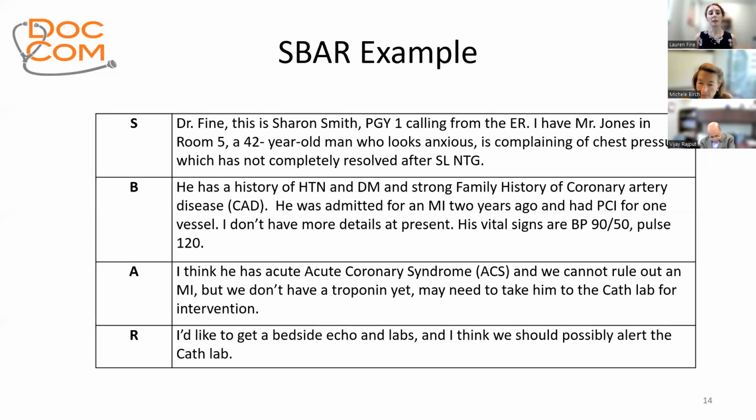So that way the resident can convey the most relevant details, what they think is going on. You have an idea of the urgency of the situation. And then more questions can follow after that from the person who's been presented to, if they feel like they need more information.